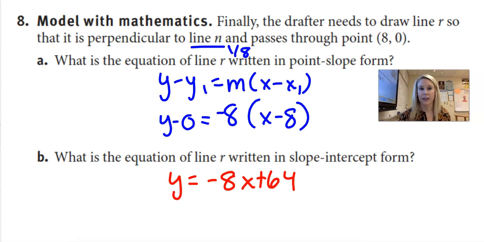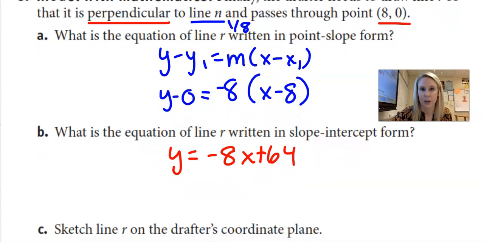All right, so if it's perpendicular to N, which was 1/8, you need to use the slope of -8. And don't be freaked out by the 0, just still goes there. Once you distribute it out, your final answer will be -8x plus 64. Okay, so if you'll remember, I cannot graph that on my grid, way off the graph. So this one might have given you a little trouble, so I'm going to walk you through it.